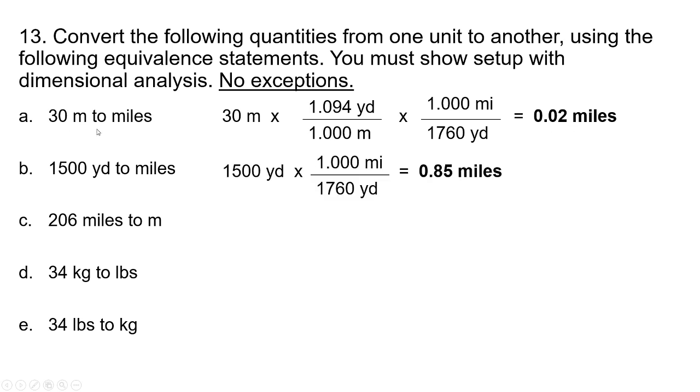Moving on to letter B, there's the setup for that. I want to go yards to miles. I would just need to use this final conversion that I used previously. So I'm going to take 1500 divided by 1760, and I get 0.85 miles. Again, 2 sig figs in my question, 2 sig figs in my answer.